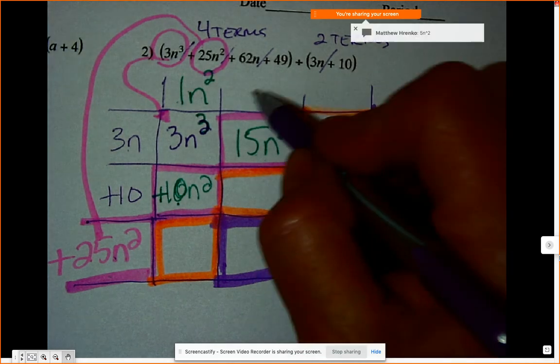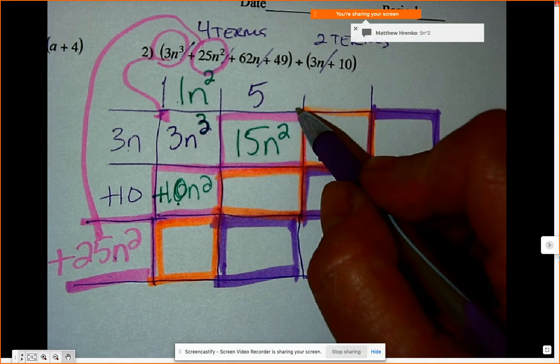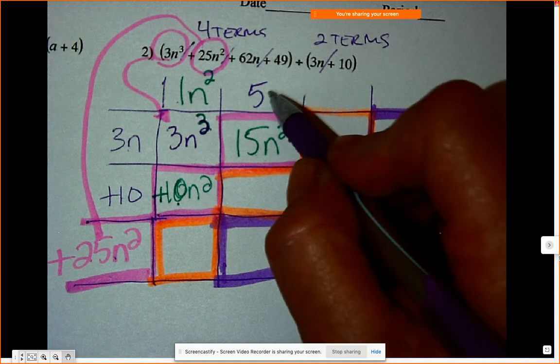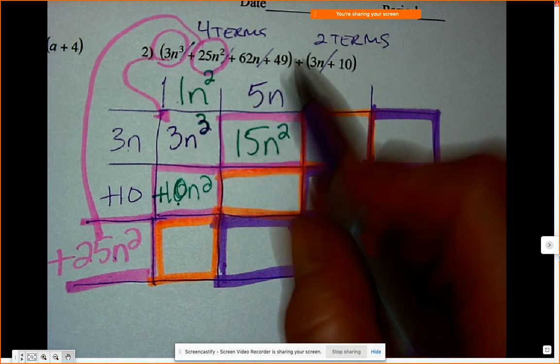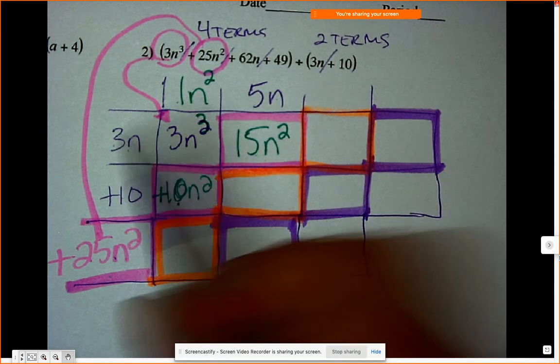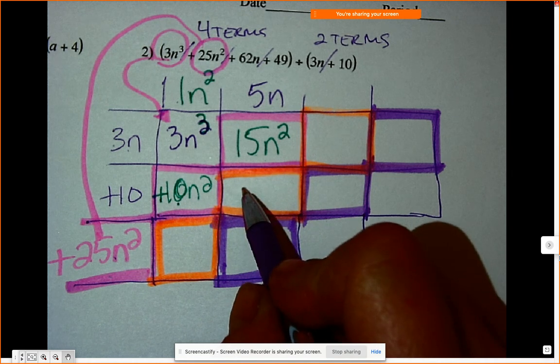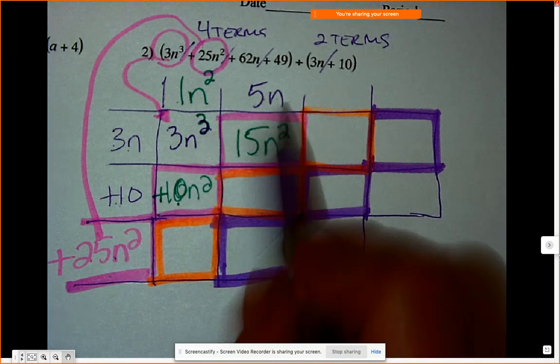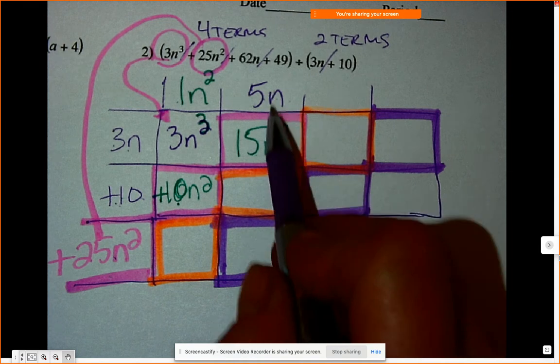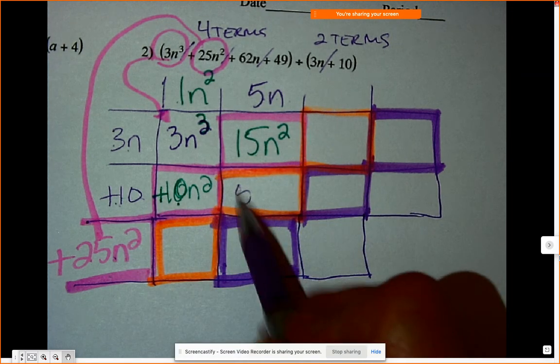Five. A little bit more than just 5. 5 what? N. Thank you. N times n will give me n squared. Okay, now that we've got this, 5 times 10, 5n times 10 is what's in here. That's the intersection of this and this. So I'm going to get 50n.